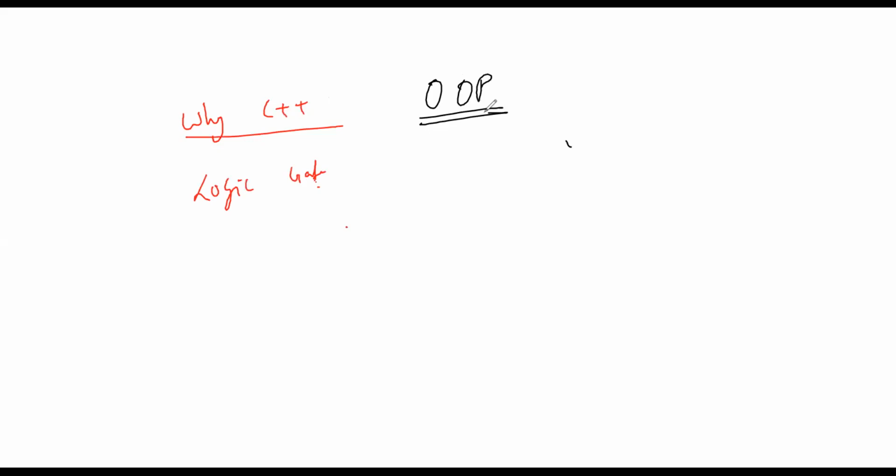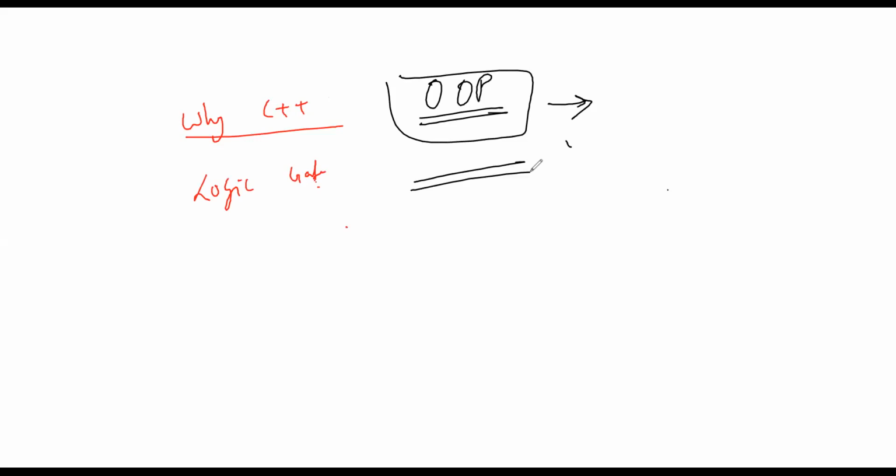Object-oriented programming. That is nothing but OOP. So what is an object? Something which we see in our real life, right? Correct? So now you can see whatever I'm writing on the whiteboard.